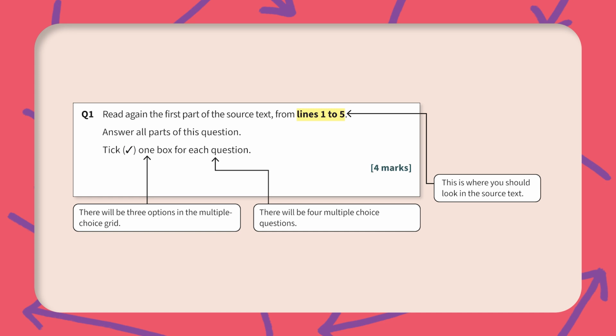These are multi-choice questions. So you'll see 4 multi-choice grids, and in each grid there'll be 3 options. Now what this is testing is your ability to retrieve and find information, to locate information. It's intended to be a very straightforward question.